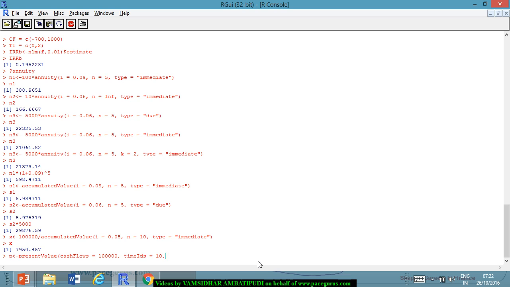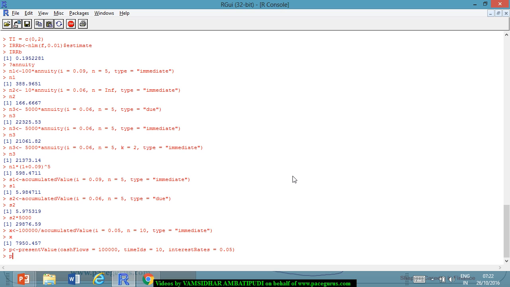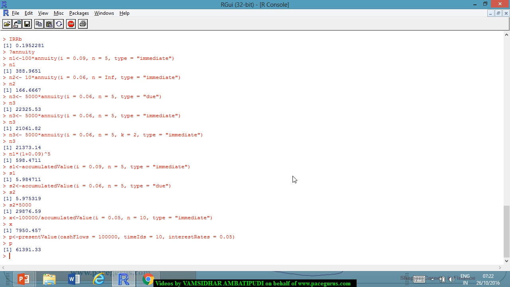It's a lump sum thing. So I have a time period of 10 years. The interest rate here is 5%. When I give this as the input, the present value of 100,000 comes out to 61,000. So 100,000 at the end of 10 years is the same as 61,000 as of today.